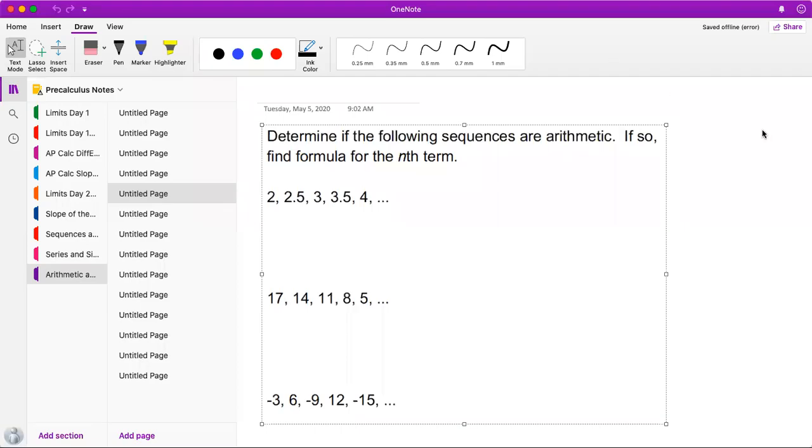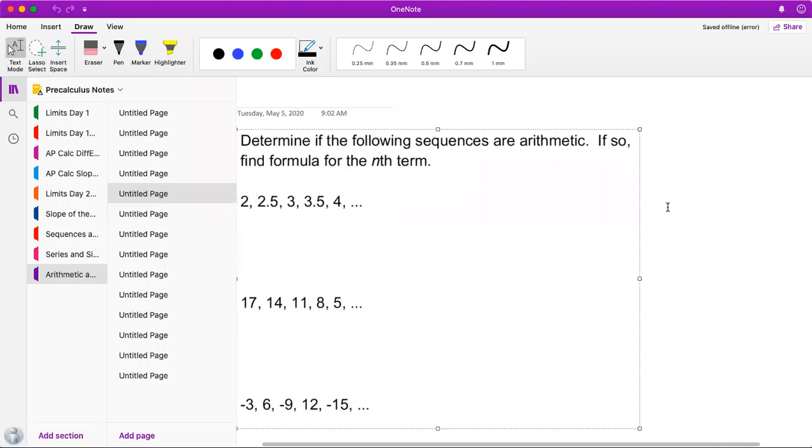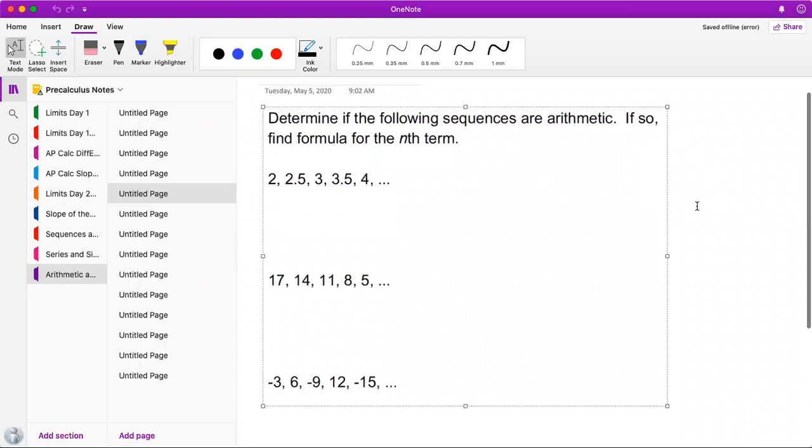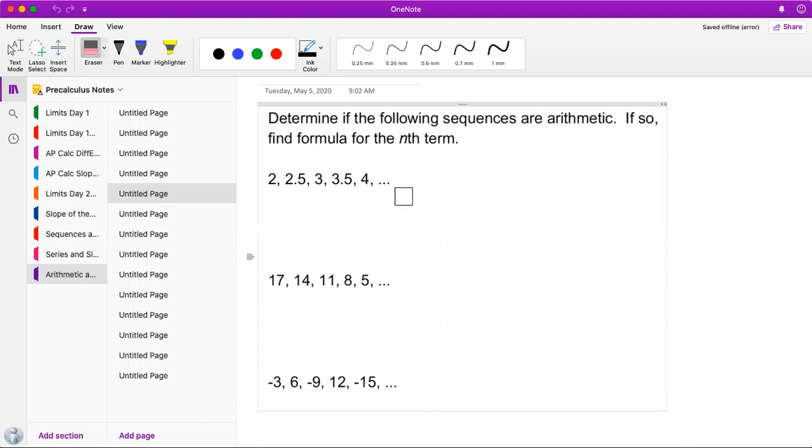Hello again. As promised, I'm going to do some examples here real quick, and then I'll talk about sums, and then that'll be it for arithmetic and geometric day. So determine if they're arithmetic. If so, find a formula for the nth term. This is a classic, easy test question for me to write, so I'll keep an eye on it.